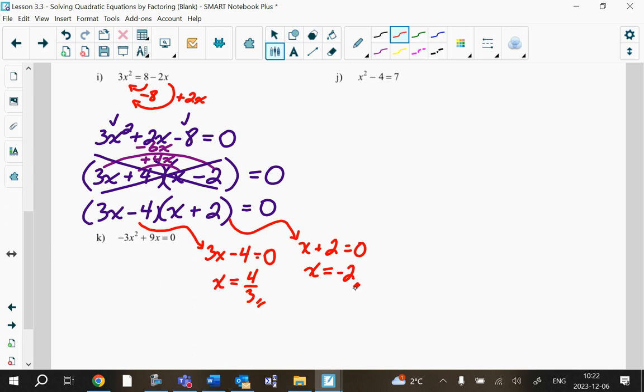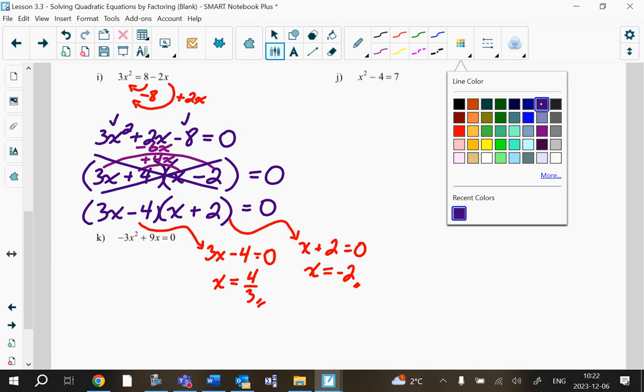How about this next one? Look at it carefully. Farida? You want to take away 7 from both sides? Okay, so you're going to do it a slightly different way. Okay, good. But you are right. You could do it the other way.